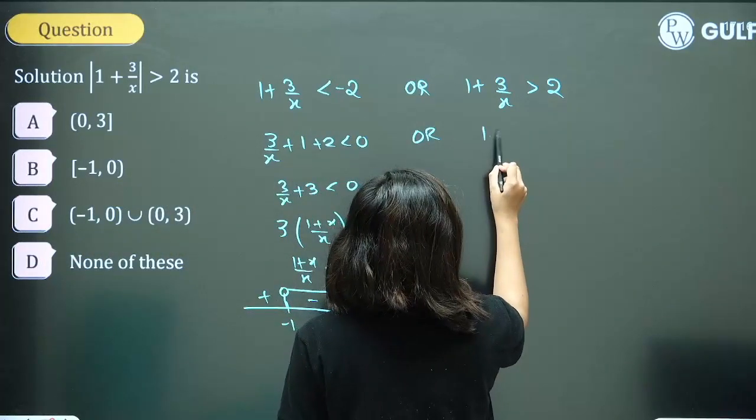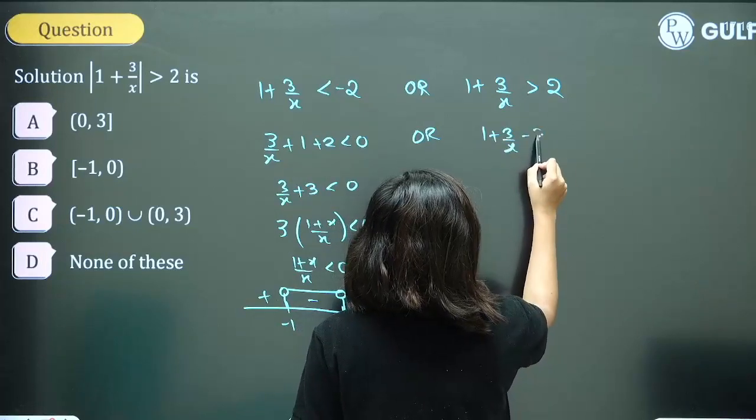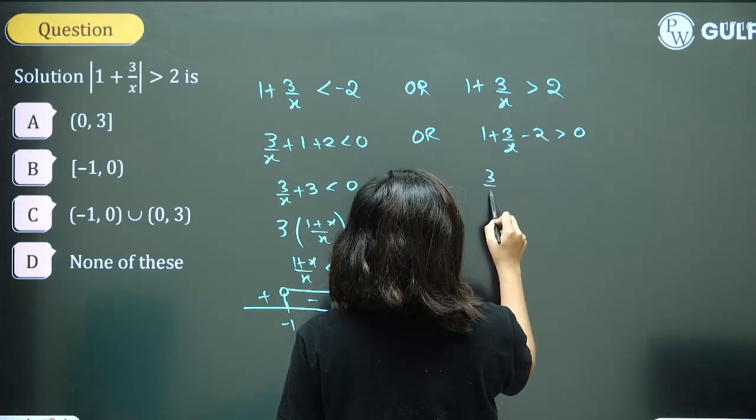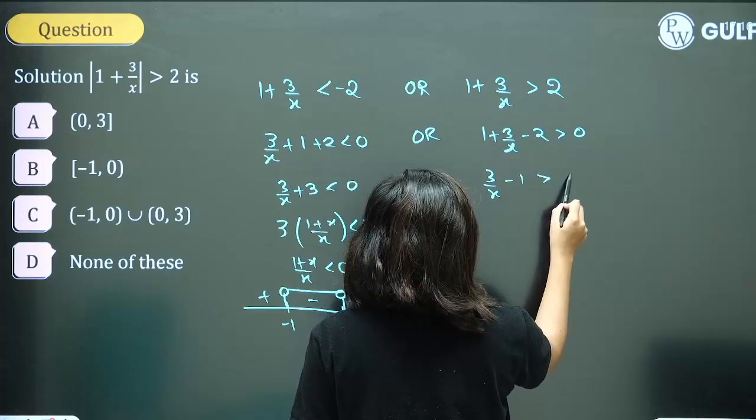Or 1 plus 3 by x minus 2 is greater than 0. That's 3 by x, 1 minus 2 is minus 1.